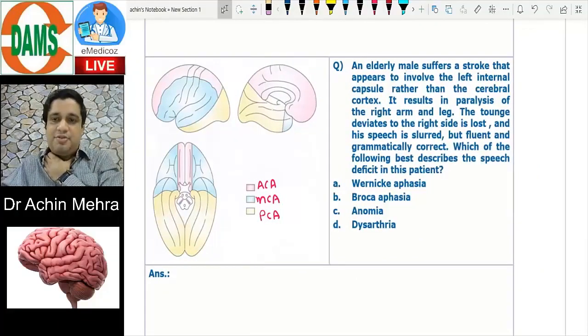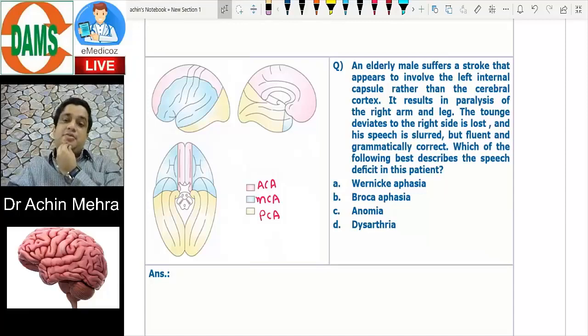Elderly male suffers a stroke that appears to involve the left internal capsule rather than the cerebral cortex. It results in paralysis of the right arm and the leg. The tongue deviates to the right side. Sensation is lost. His speech is slurred and fluent and grammatically correct. What kind of speech deficit is the person suffering with?